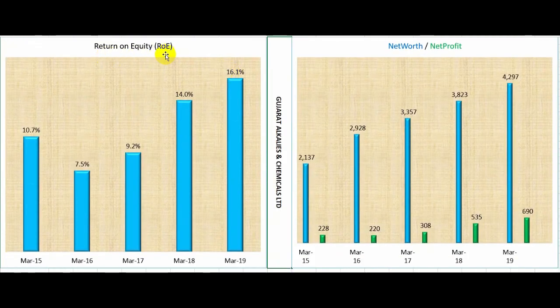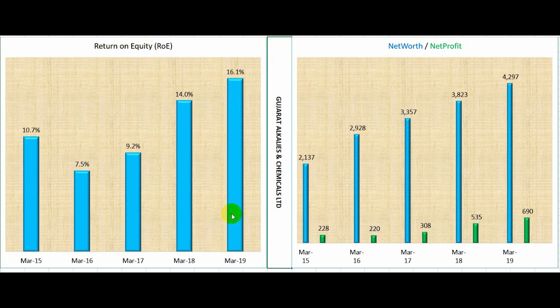Next, let us look at the ROE or the return on equity. It is calculated by comparing the net worth with the net profit. Net worth is the equity plus any reserves and surpluses the company may be having. So that's the total net worth of the company in this case. So against that net worth, how much profit the company is generating every year. That is return on equity.